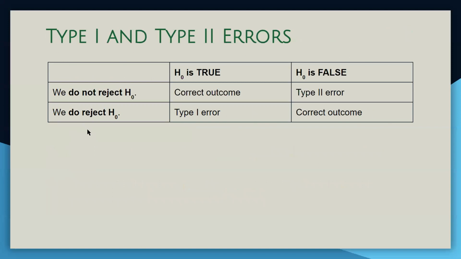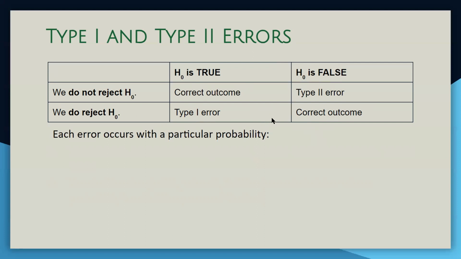So we've organized our errors in this table. H naught is true, and we don't reject. That's a correct outcome. H naught is true, and we do reject. That's a type 1 error. If H naught is false and we fail to reject, that's a type 2 error. If H naught is false and we do reject, that's a correct outcome.